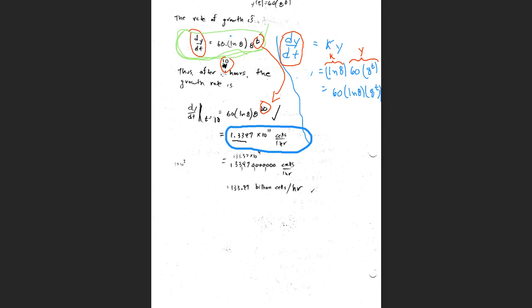Now, here's an interesting thing. Maybe in WebAssign, it's going to want you to write your answer in billions of cells per hour. So what you can do is, I have it written here, but I'll write it here. You can write this as 133.97. Well, actually, hold on. Let me do it like this. I'm going to do it this way. One moment.